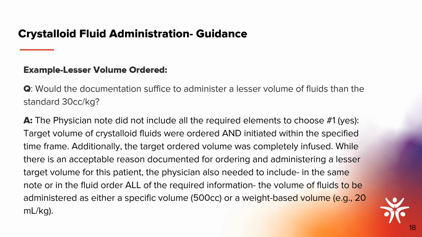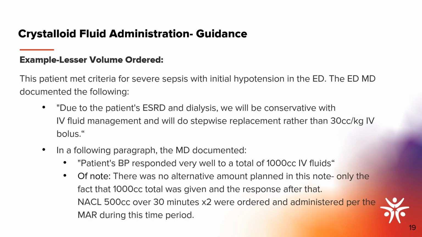While there is an acceptable reason documented for ordering and administering a lesser target volume for this patient, the physician also needed to include in the same note or in the fluid order all of the required information: the volume of fluids to be administered as either a specified volume, 500 cc's, or a weight-based volume, 20 cc's per kilogram. So the order is missing the reason for the lesser volume, and the physician note does not include the planned lesser volume to be given. This is an example of a QualityNet query that was sent.